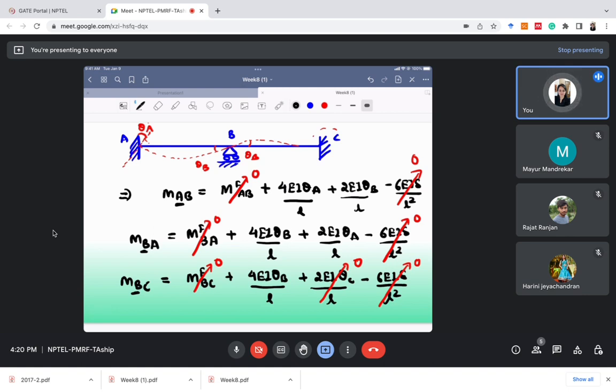After writing, the first step is to write the slope deflection equations. The second step is to use the equilibrium equation to solve these equations. Here the equilibrium condition will be that the summation of moment at any point is 0. This is one of the equilibrium conditions, so we will use it to solve these equations.